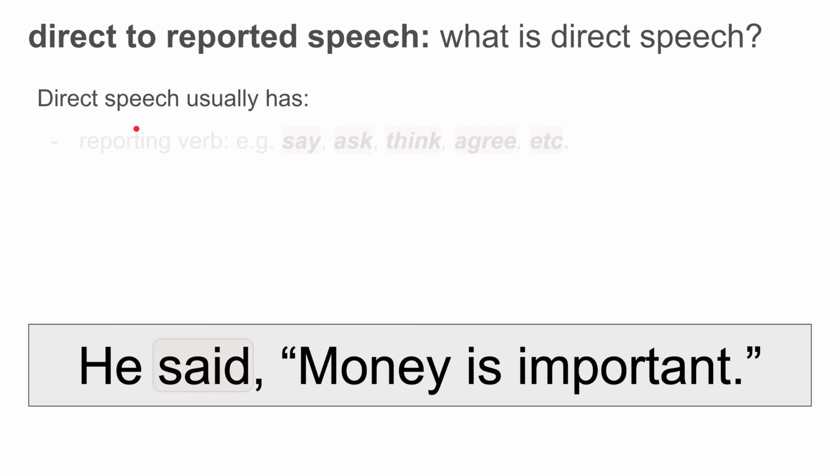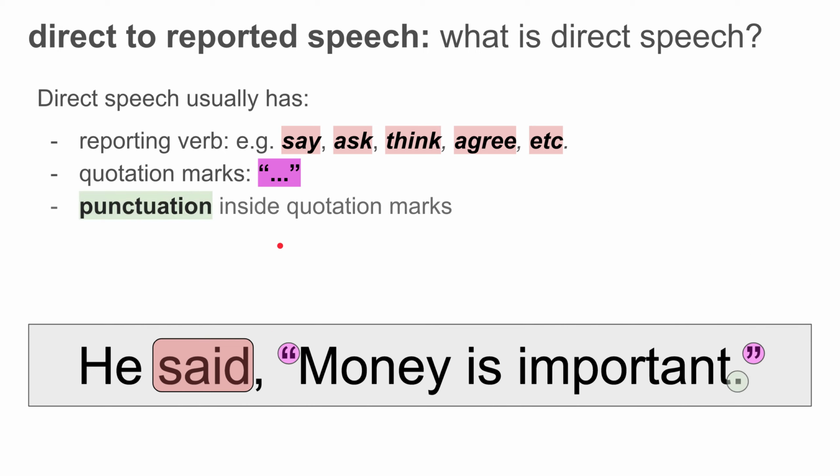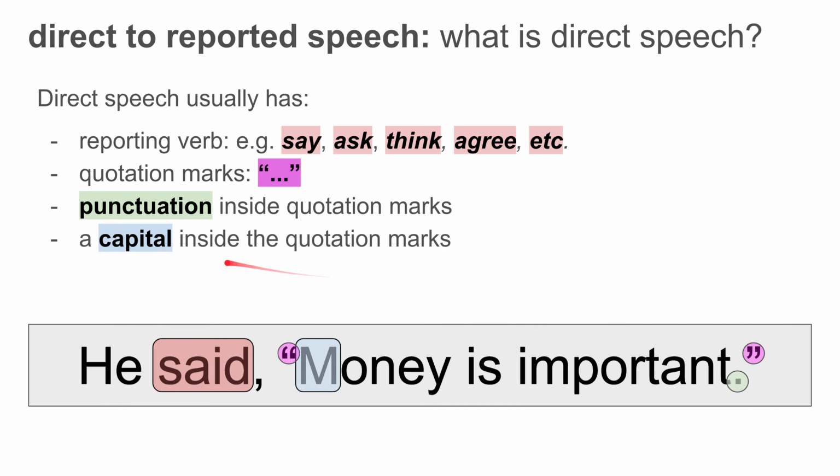Direct speech usually has a reporting verb: say, ask, think, agree. Here the reporting verb is said. It usually has quotation marks. Okay. Usually has punctuation inside the quotation marks. Here I have a period. And usually has a capital inside the quotation marks. Money is capitalized. Lastly, there's a comma before the quoted speech or before the quotation marks.